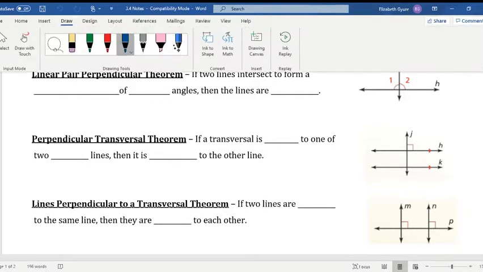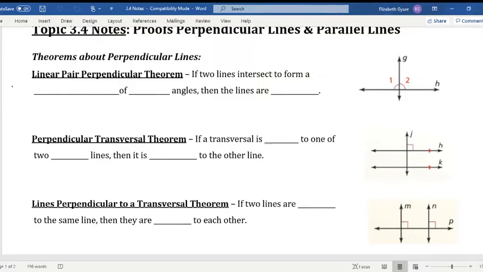The first theorem that we are going to talk about is called the linear pair perpendicular theorem. It basically means when you have a linear pair that ends up being perpendicular. Okay, so context clues with something like that. It says if two lines intersect to form a pair of congruent angles, then the lines are perpendicular.